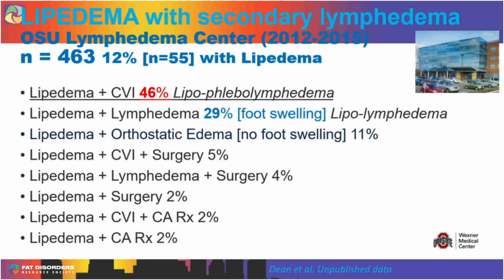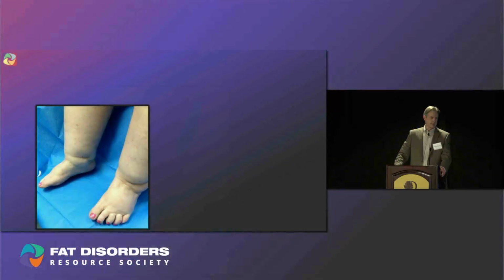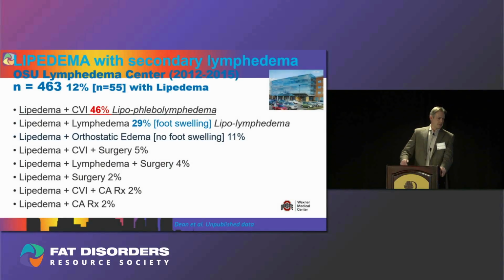I mean, you think about it. Who's more likely to be referred in for therapy? Somebody who just has a little bit of orthostatic edema, or somebody that has a combination of severe chronic venous insufficiency and secondary lymphedema? And let me go back here. The second most common cause was lipedema with lymphedema, marked by foot swelling, also known as lipolymphedema. And the third most common was your typical lipedema, complicated by orthostatic edema, but without foot swelling, occurring in about 11% of the patients.